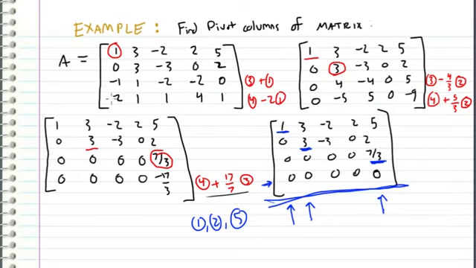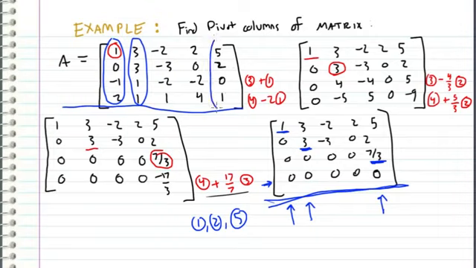So we come back to our original matrix, and our pivot columns will be the first, second, and fifth vectors.